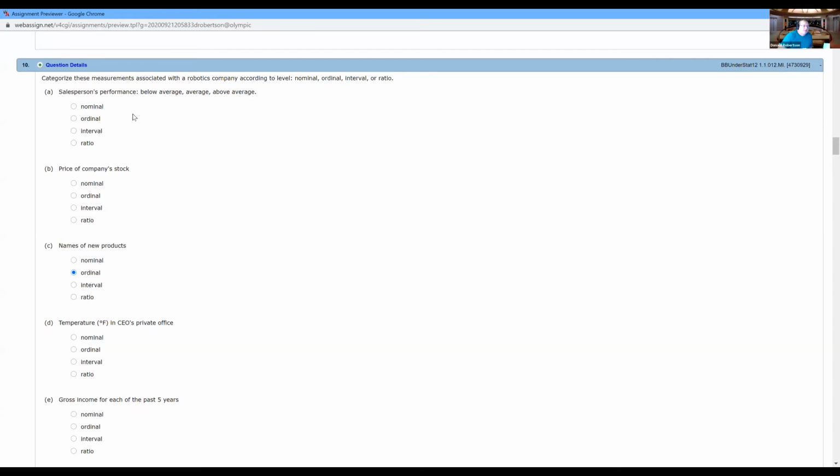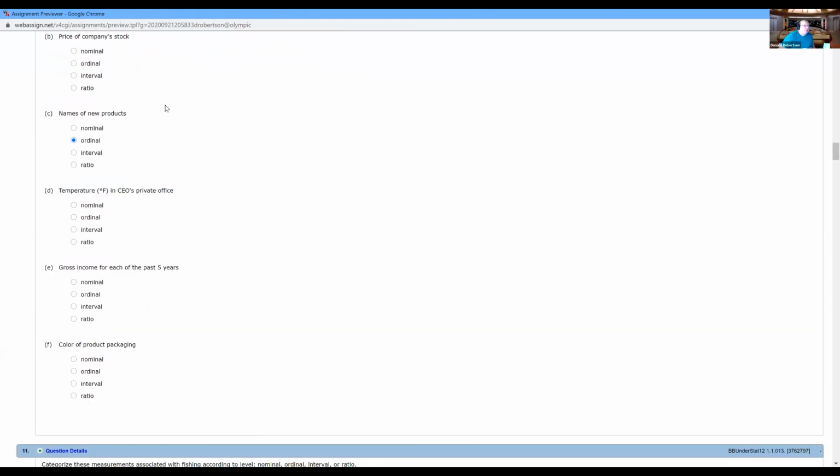So a salesperson's performance, you either tell them they're below average, average, or above average. Can you see that that's really just words? It's like red, blue, green. But it does have an order to it, doesn't it? In the sense that I think below average is not as good as above average. So in that case, we would use the term ordinal. Ordinal just means that it's still not numbers, but there is an order, a natural order that most people would agree to.